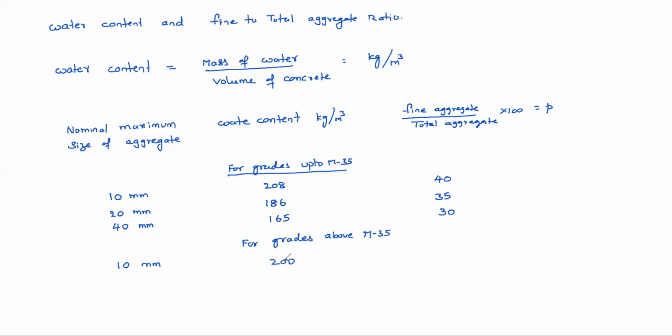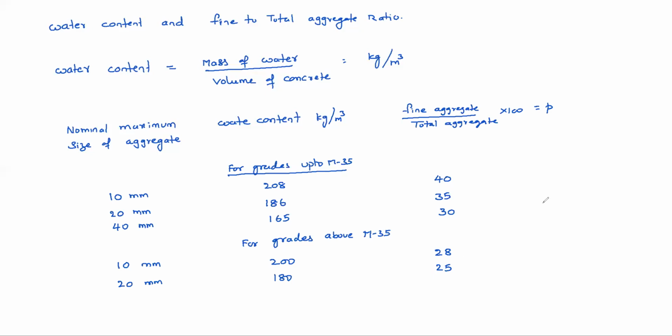See, these values no need to remember, I am giving them just to give you an idea. So if 20 mm aggregate is used, then 180 kg per meter cube can be used as water content, and 25% of sand is required. For grades of concrete above M35, the maximum size of aggregate should be restricted to 20 mm. You should not go for more than that.